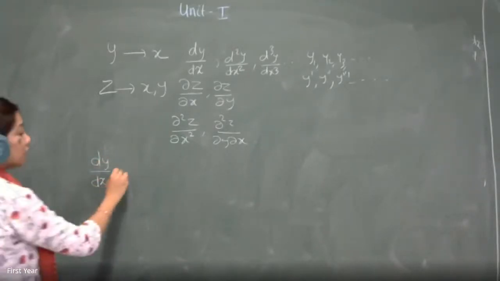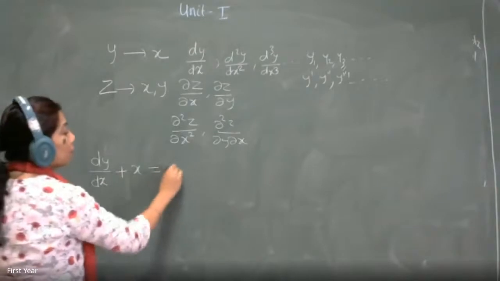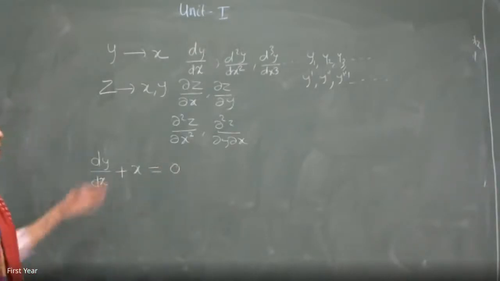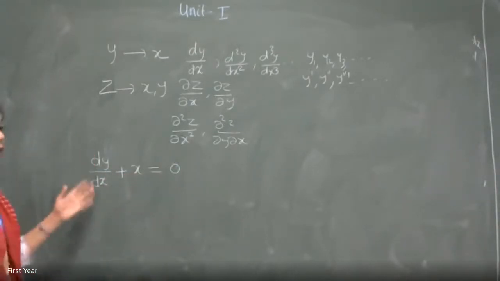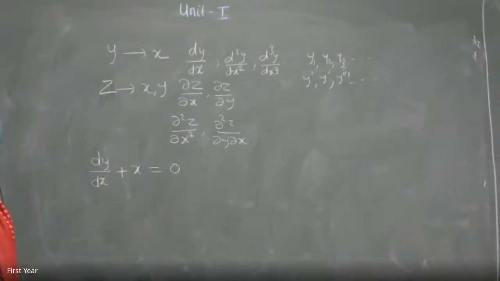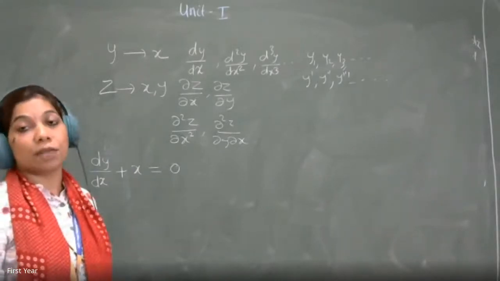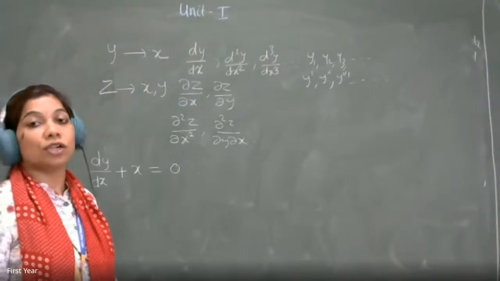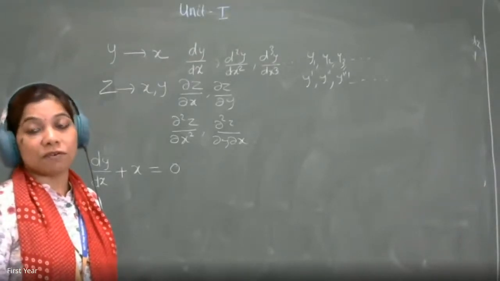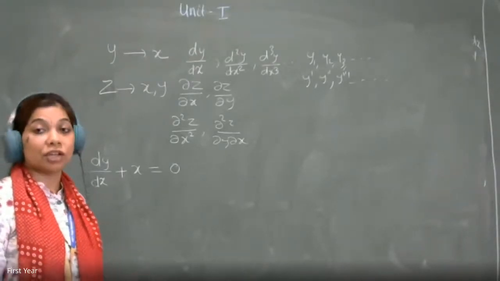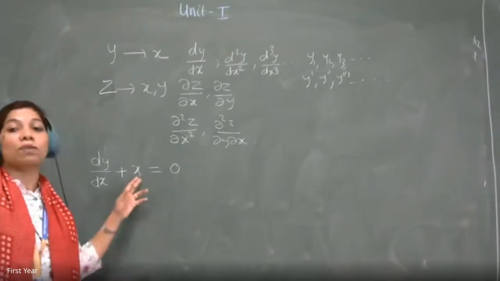dy by dx plus x is equal to 0. dy by dx plus y is equal to 0. dy by dx plus xy is equal to 0. So this is your differential equation. Is it okay? An equation which has derivatives, can have independent variable, dependent variable, but no arbitrary constant. Powers of the derivative should not be radical or fraction. Even integration should not be there in the question.